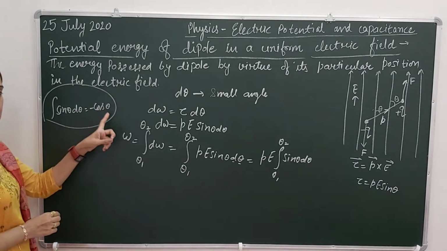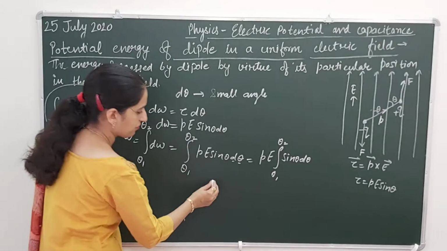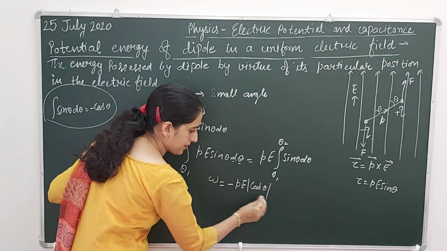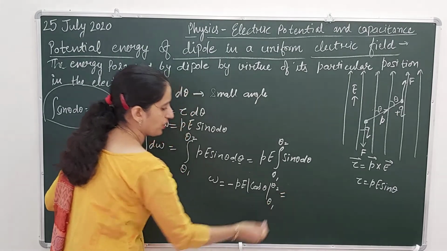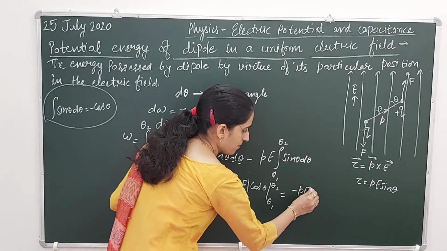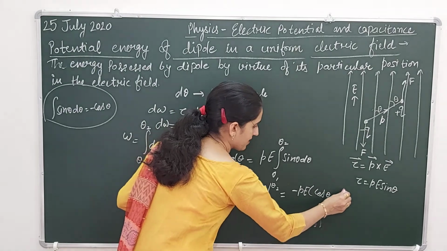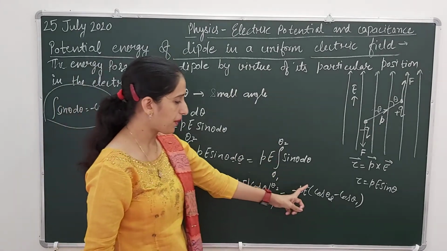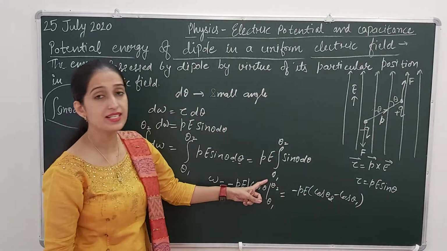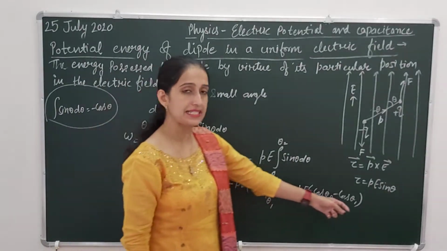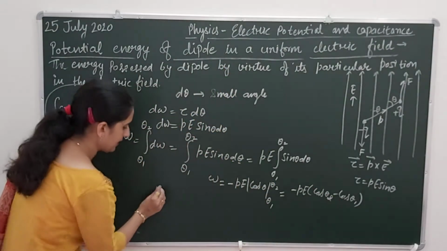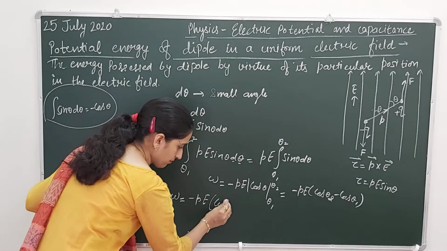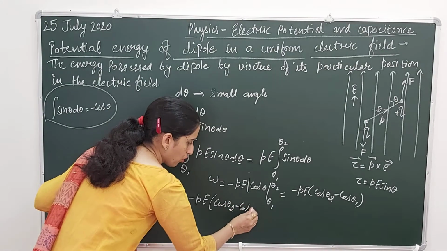Integration of sin theta is minus cos theta. So putting the value, W will be equal to minus Pe cos theta, and the limits are theta 1 to theta 2. So it will be minus Pe (cos theta 2 minus cos theta 1). Because when we have limits, we apply upper limit minus lower limit. Upper limit is theta 2 and lower limit is theta 1. So this work done, or you can say potential energy, is equal to minus Pe (cos theta 2 minus cos theta 1).